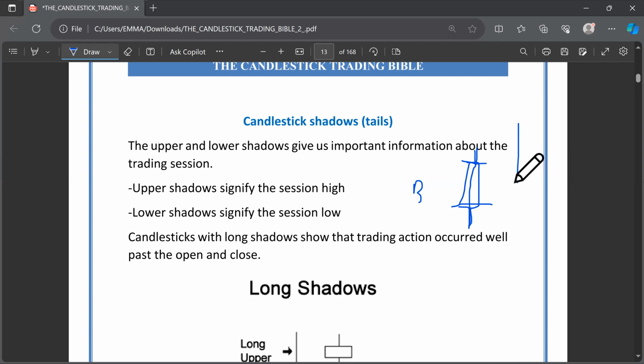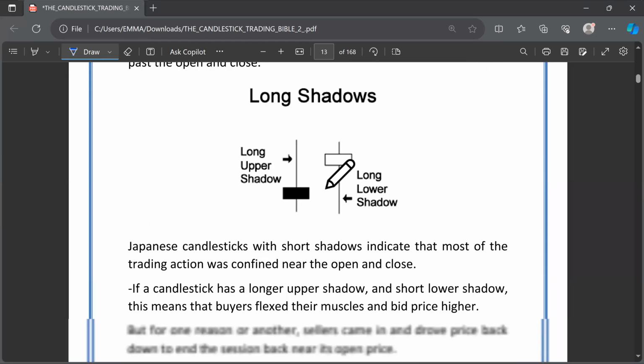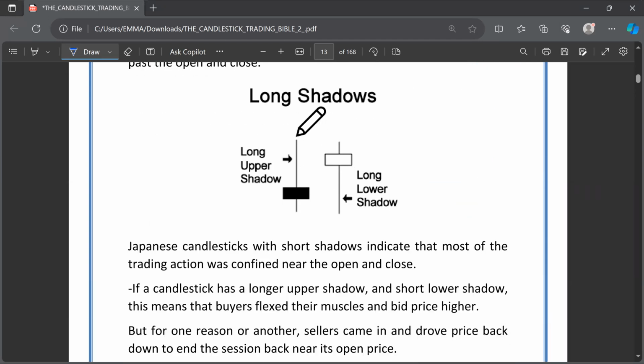Now we have the long shadows like we displayed. This is a long upper shadow, and then we have a short one. Here is a short upper shadow, but here is a long lower shadow. So this is what we call the wicks or the shadows.